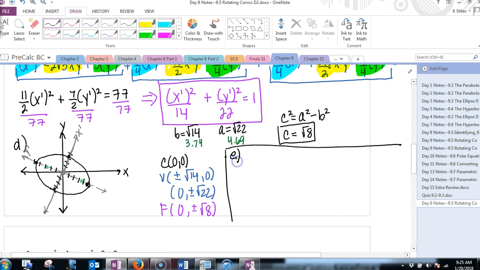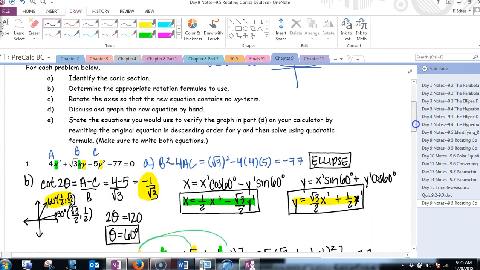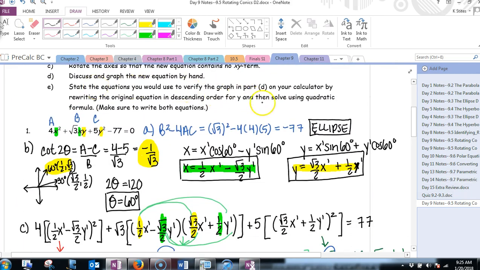All right, in part E, I actually gave you the directions for what you're going to do. This isn't what it's going to say when you do your quiz. This was giving you a little more detail. It says, state the equations you would use to verify the graph in part D on your calculator. Okay, that is what it's going to say on your quiz. The way you do that is by rewriting the original equation in descending order for y, and then solve using quadratic formula. Make sure to write both equations.